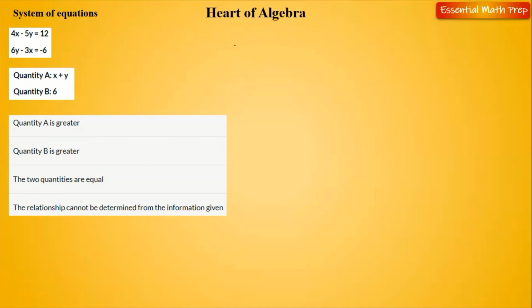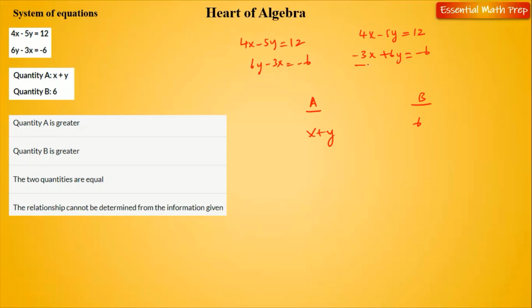So again, you know 4X minus 5Y equals 12, 6Y minus 3X equals minus 6. So here you have quantity A and quantity B. Quantity A is X plus Y, quantity B is 6. Okay, so how can we get X plus Y? We have to either get X and Y and add them together, or if you can somehow get the expression in terms of X plus Y, that'll work as well. If you notice here, the equation is flipped. Write them in the correct order, because you may get carried away and solve it as written. I just flipped it so that it looks aligned.